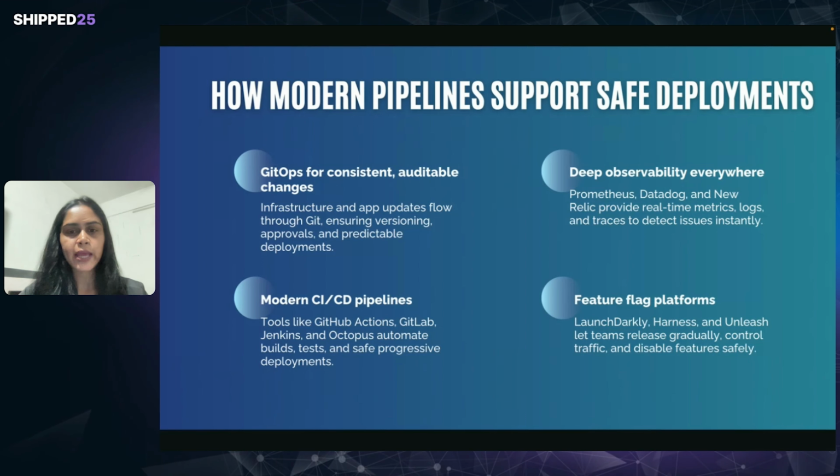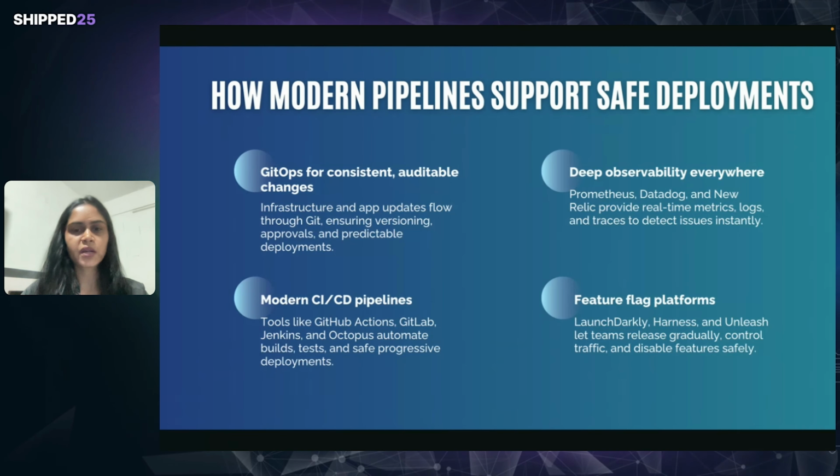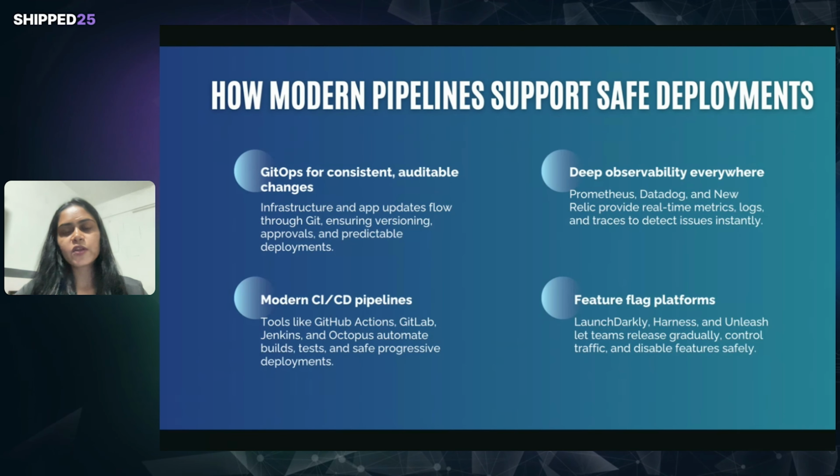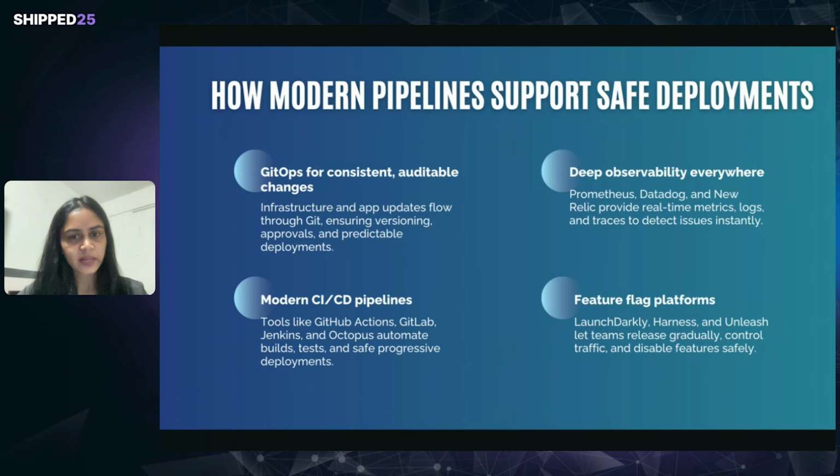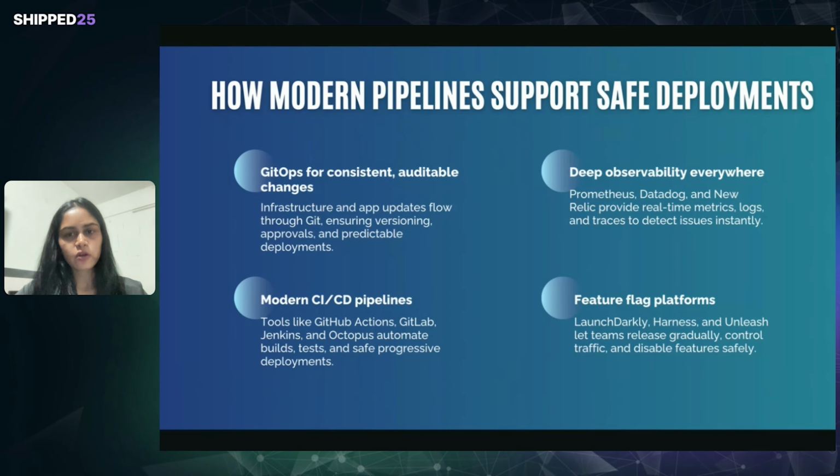We have tools like Prometheus, Grafana, and Datadog. Multiple tools are there which give us real-time metrics like latency, error rates, CPU usage, and log traces. And then we have feature flag platforms like Harness, Unleash, and I guess LaunchDarkly. Multiple tools are there which give us a more controlled layer.